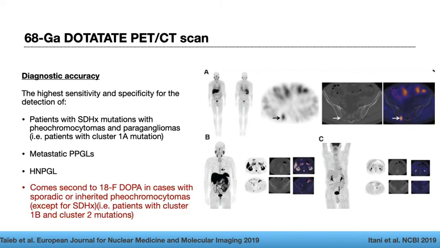This denotes that gallium dotatate PET scan is superior to other functional imaging modalities in all cases of pheochromocytoma and paraganglioma, except in patients with sporadic or inherited pheochromocytomas who belong to cluster 1B and cluster 2 mutation subtypes. In these cases, F-DOPA is the best.